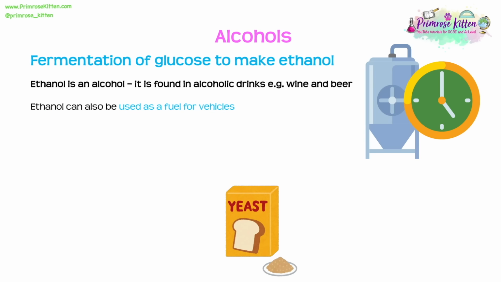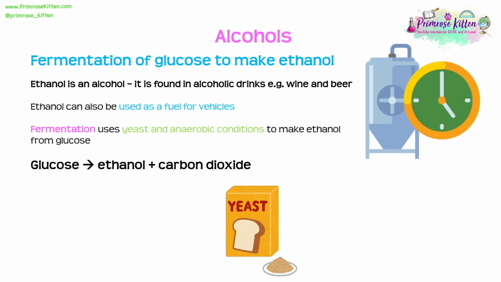Finally, we need to know that we can make ethanol by fermenting glucose. Ethanol, of course, is an alcohol. It's found in alcoholic drinks like wine and beer, and it can also be used as a fuel for vehicles. For these reasons, it's something that we often want to make industrially. We need to know that fermentation uses yeast and anaerobic conditions, so without oxygen, to make ethanol from glucose.